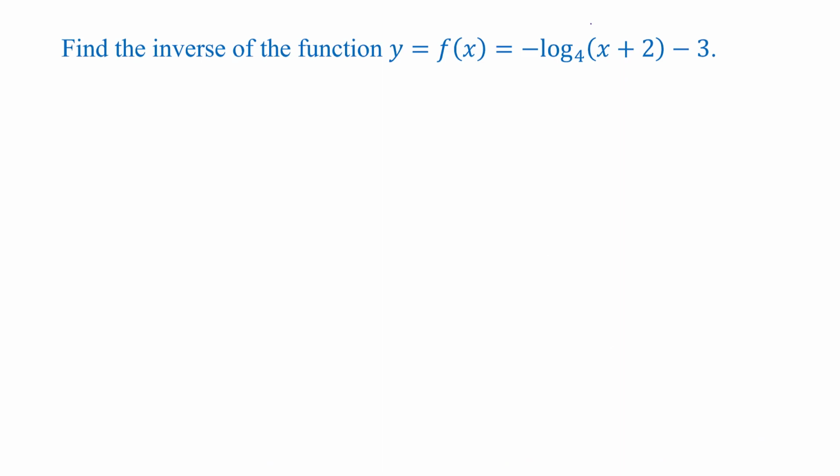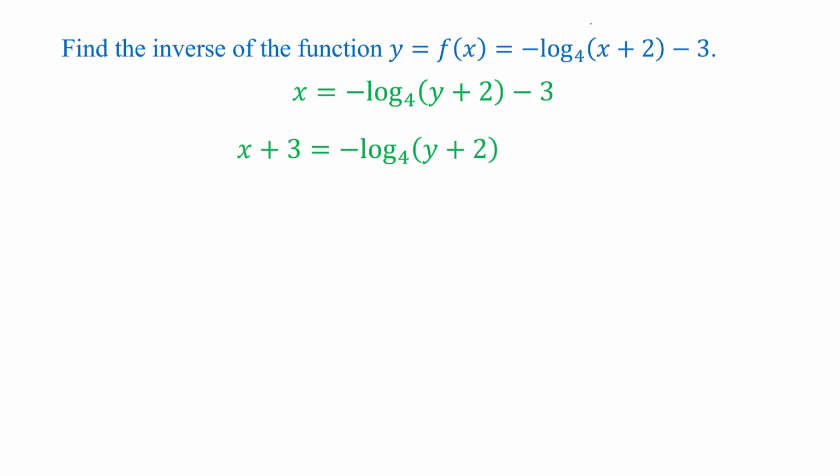The next thing we're going to do is find the inverse of the function that we just graphed. y equals f of x equals negative log to the base 4 of (x plus 2) minus 3. So to find the inverse of f of x, we would first of all swap the x and the y here so that we have x equals negative log to the base 4 of (y plus 2) minus 3. And remember, I'm trying to isolate y here, so I'm going to next add 3 to each side. The left side is now x plus 3. The right side of the equation is negative log to the base 4 of (y plus 2).